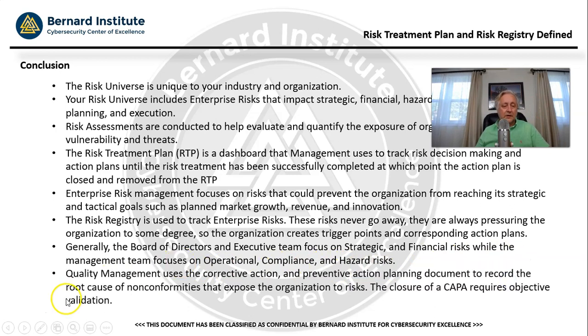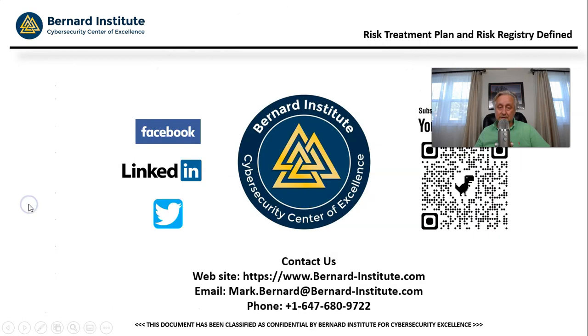I just said that. Quality management uses a corrective action, preventative action planning document, a CAPA, to record the root cause of nonconformities that expose the organization to risks. So you could use it for the enterprise risk management process, just like you could for operational risks. It gets used for operational risks a lot, but in the quality management world, in ISO 9000 and 9001, those frameworks involve the whole organization. So they would include enterprise risk management and certainly strategic planning. So you could use a CAPA for those. The closure of the CAPA requires objective validation. And that's the end of my presentation.